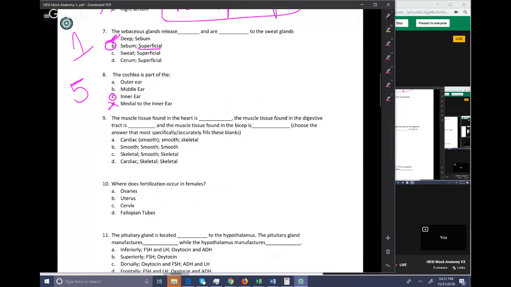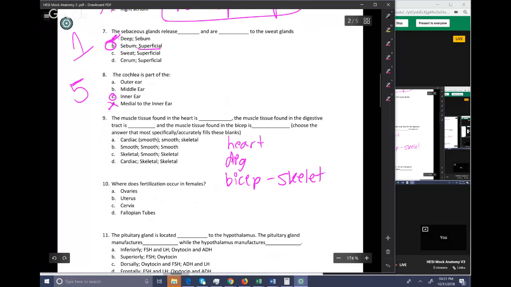The muscle tissue found in the heart is blank. The muscle tissue found in the digestive tract is blank. And then the bicep. So heart, digestive, bicep. Again, pick one that you're comfortable with. This is 3 blanks, but they'll be reasonably easy to fill in. What I would say I would be most comfortable with is the muscle tissue maybe found in the bicep, since we know that that is skeletal because it's voluntary.